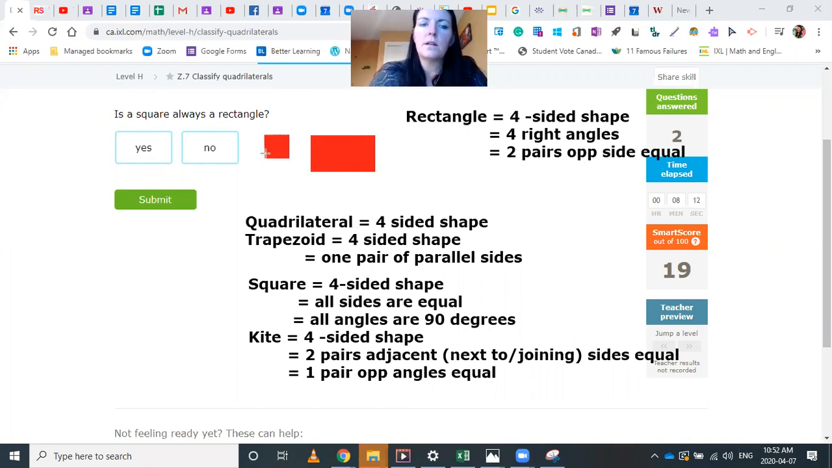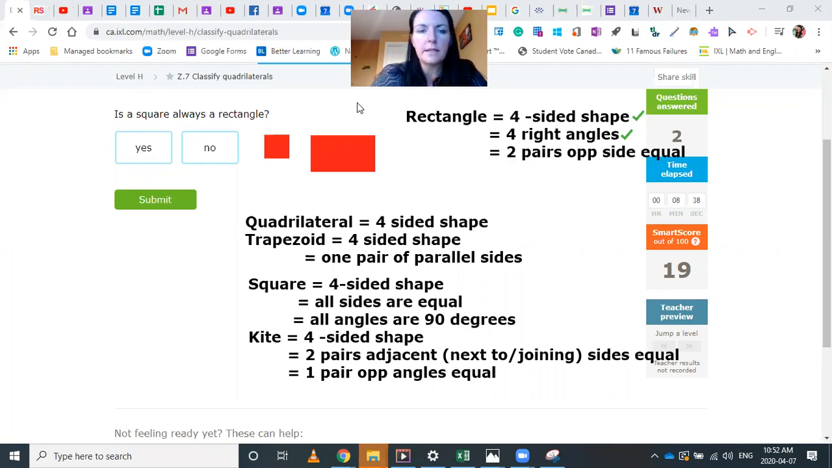Does this square answer all the needs, the requirements, of a rectangle? So let's have a look. Let's see, is it a four-sided shape? Yes, it's a four-sided shape. A square is a four-sided shape. Are there four right angles in a square? Yes, there are. And here's the tricky part, because these are where it differs. Are there two pairs of opposite sides equal?